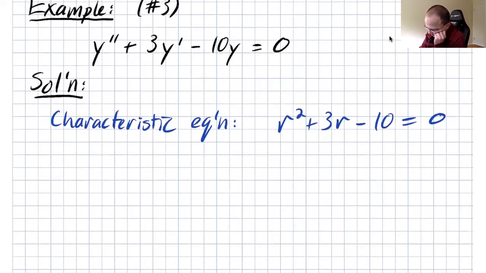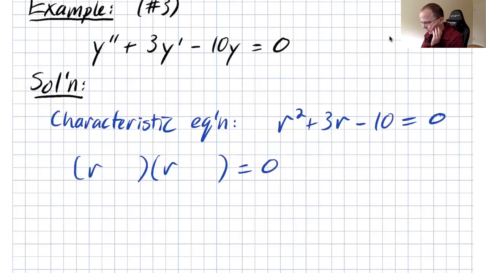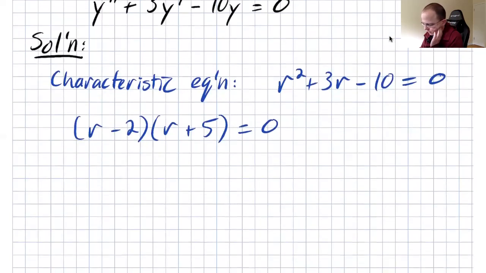So let's see, I think we can factor this equation. So we're going to get r. We need two numbers that multiply to be minus 10 and add together to be 3. So that'll be like minus 2 and plus 5. Yeah, so therefore the roots are going to be 2 and minus 5.